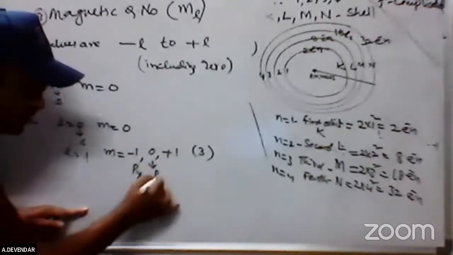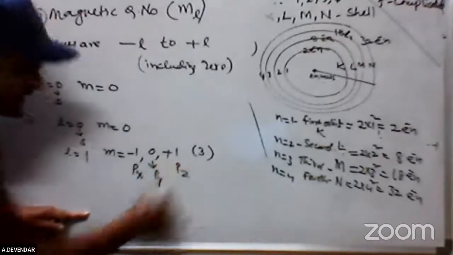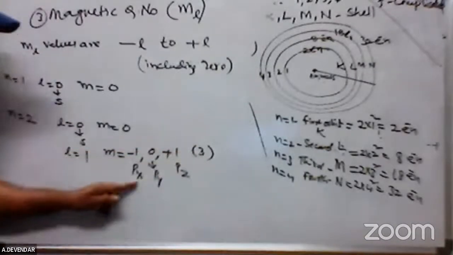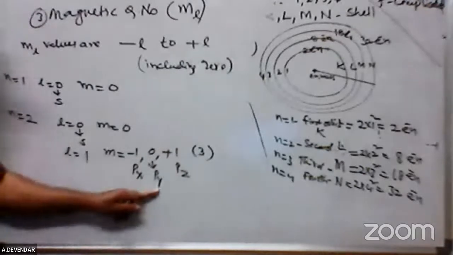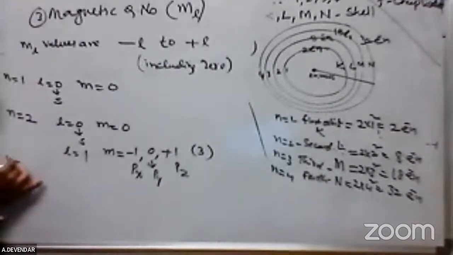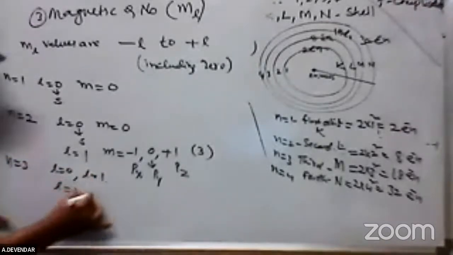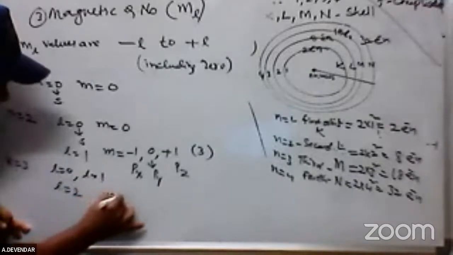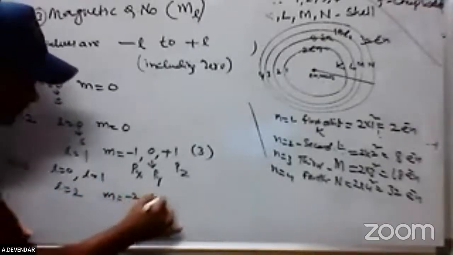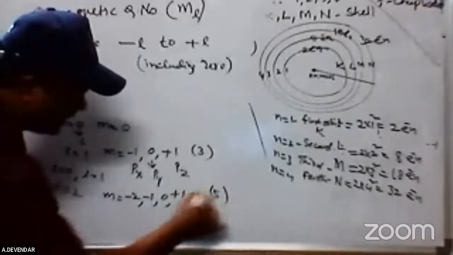M is equal to 0 means the y direction electrons are there. M is equal to plus 1 is the pz direction. That means the 3 orbitals' names are px, py, pz. Okay, like that. N is equal to 3 means there is L is equal to 0, L is equal to 1, and L is equal to 2, which means M values are minus 2, minus 1, 0, plus 1, plus 2. How many orbitals are present in the d?